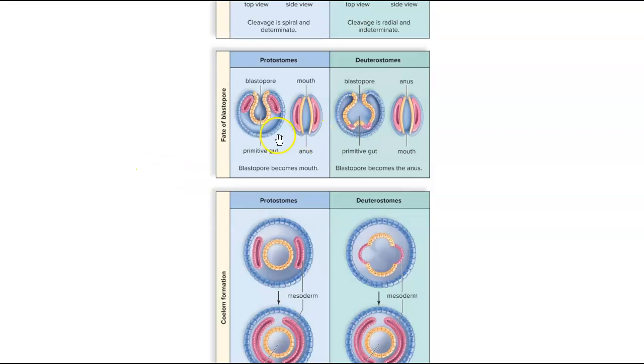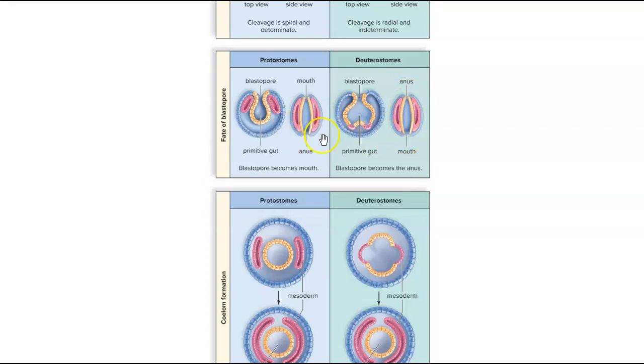Protostomes. Okay, you can see the three tissues here. You can see the outside ectoderm is colored blue. The endoderm, that's going to become the lining of the digestive tract, is colored kind of a beige orange color. And then the mesoderm is pink. And you can see the first opening, called the blastopore, becomes the mouth. In deuterostomes, that first opening becomes the anus, and the second opening becomes the mouth.